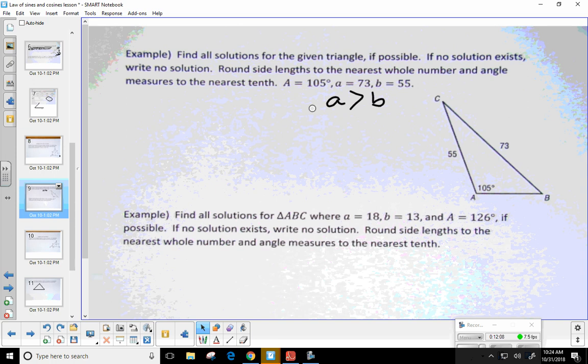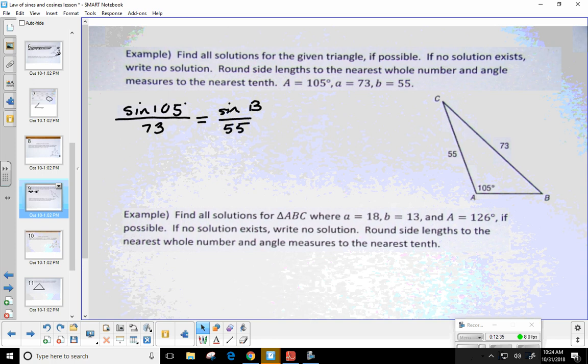Where would you like to start? Angle B? Okay. Somebody give me a proportion using the law of sines that'll help me solve for B. Okay, I heard sine of 105 over the 73 equals sine of B over 55. Now, let me show you something right quick, and some people have probably already been doing this. Is everybody okay with the proportion? Okay, so I'm going to cross multiply.